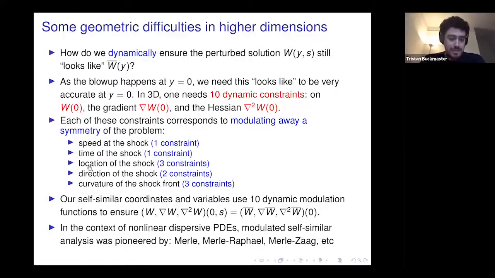And the direction of the shock is something completely new. But what's really difficult is the curvature of the shock. This is a symmetry that's very difficult, that took us a while to figure out.